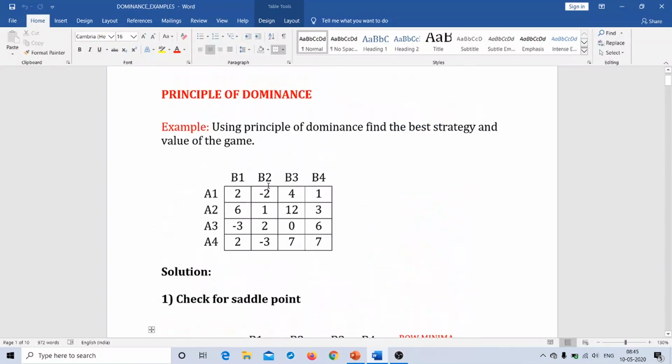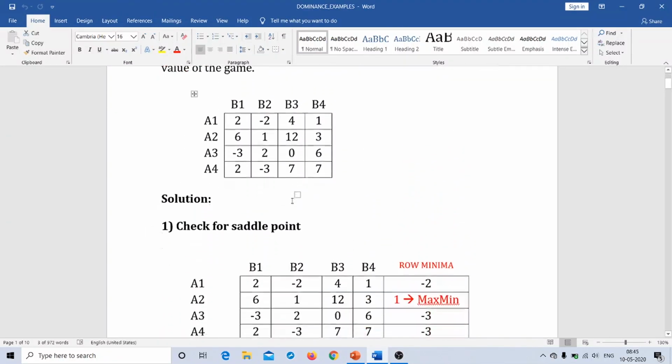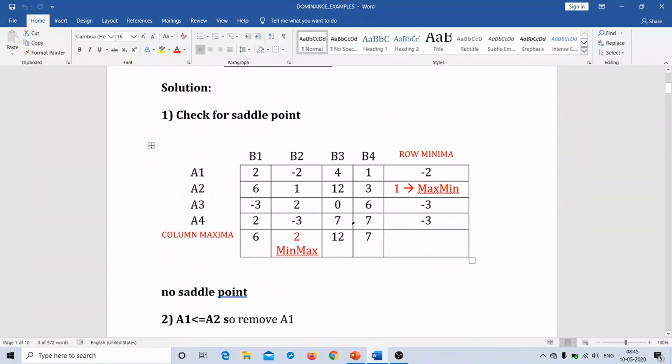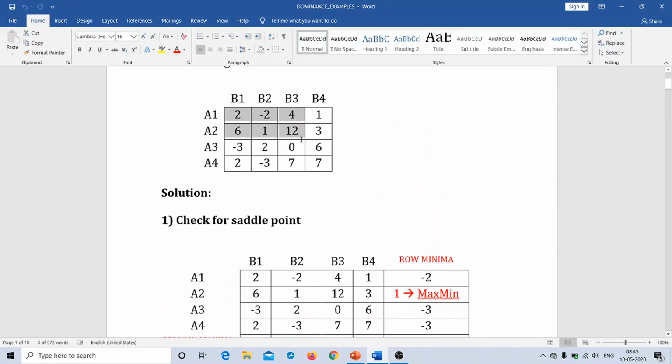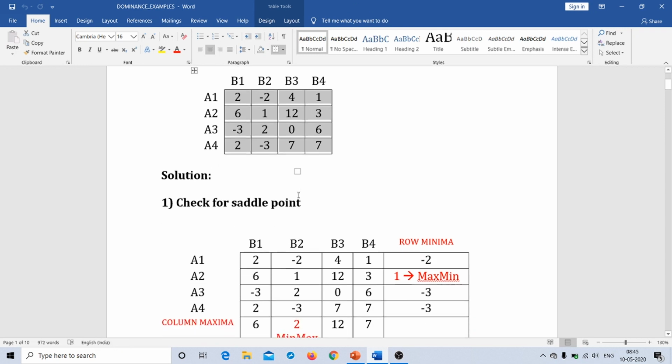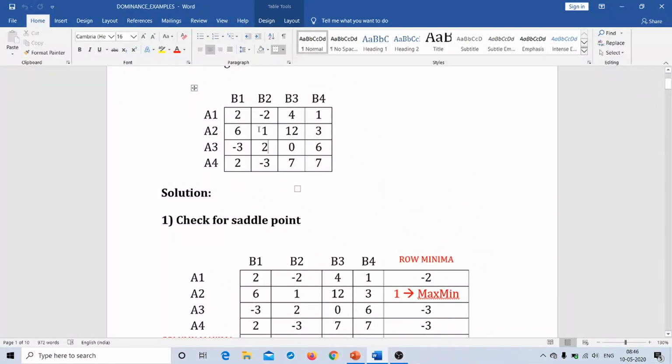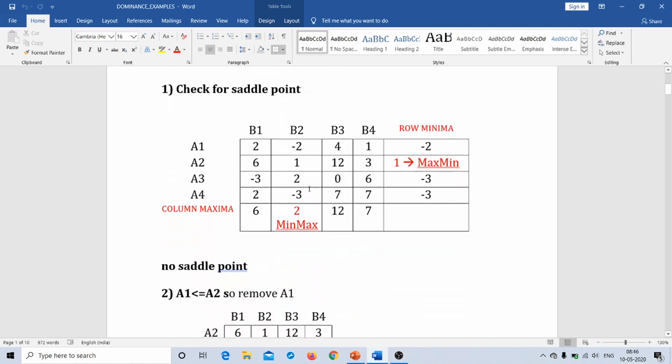Now, since the problem statement says use the principle of dominance, we use it to reduce the payoff matrix as far as possible. Let us see whether we can reduce this 4 cross 4 matrix to a 2 cross 2 matrix. So how does it proceed? There is no hard and fast rule whether you should look from the row perspective or from the column perspective. Irrespective of how you look at it, you will always end up getting the same strategy, and the value of the game will not differ as well. So I have 4 rows and 4 columns.